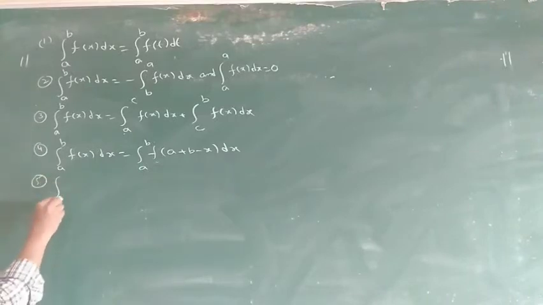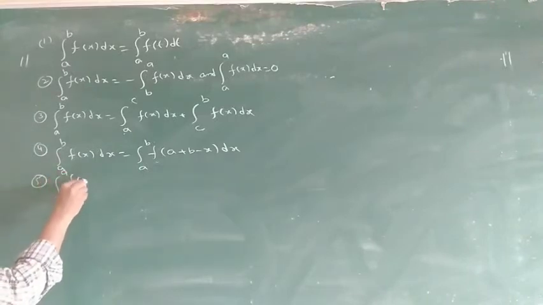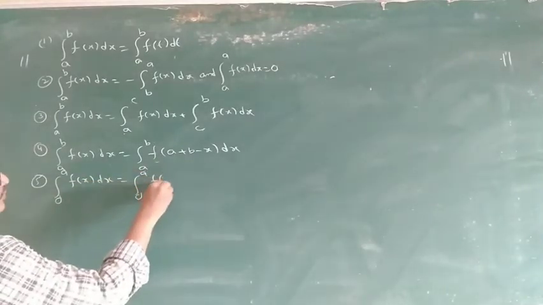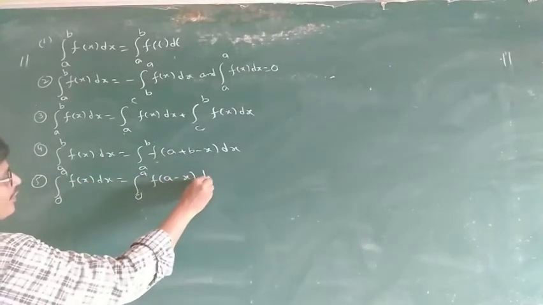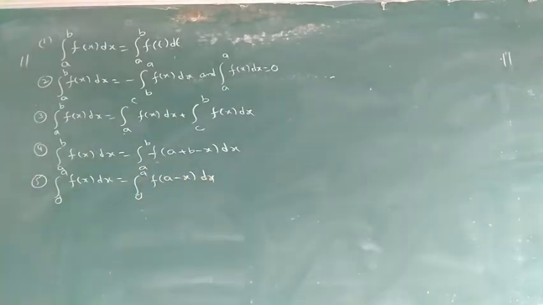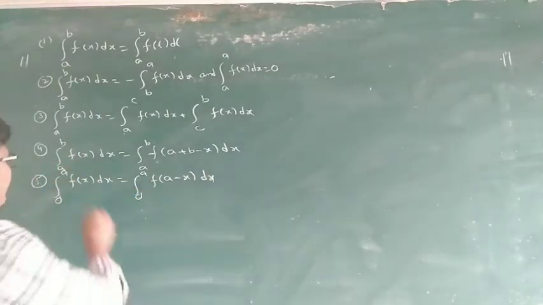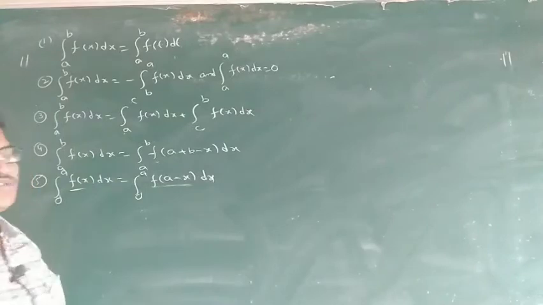Next, integral 0 to a f of x dx is also integral 0 to a f of a minus x dx. This is also the same property. 4 or 5 same, but limits are different. Here a to b means a plus b minus x. 0 to a means 0 plus a minus x, that is a minus x. f of x and f of a minus x, both are same.